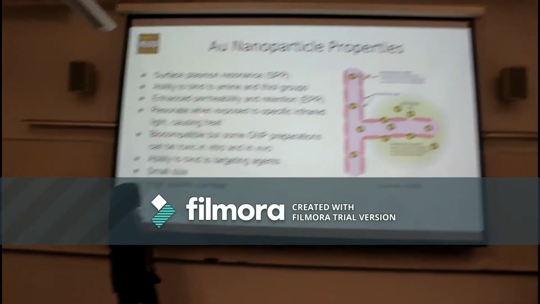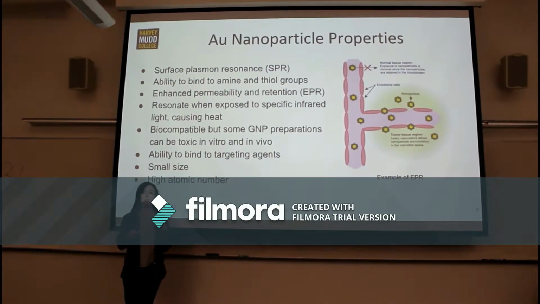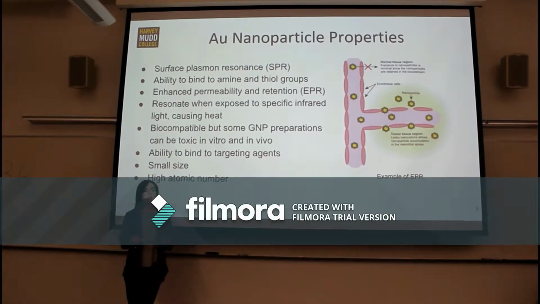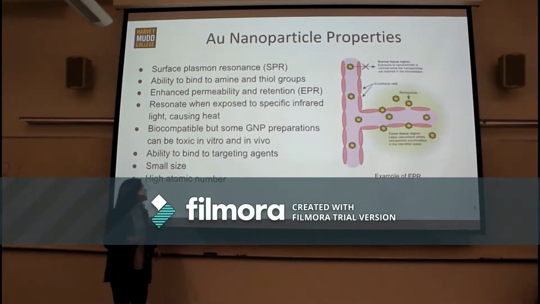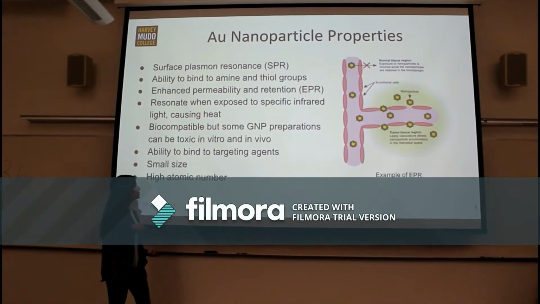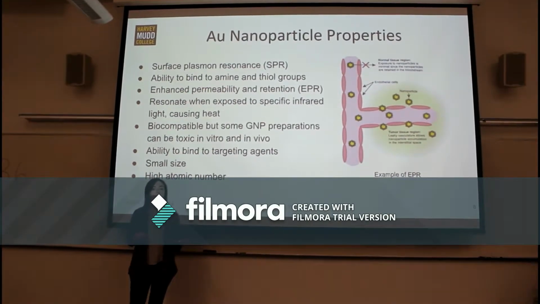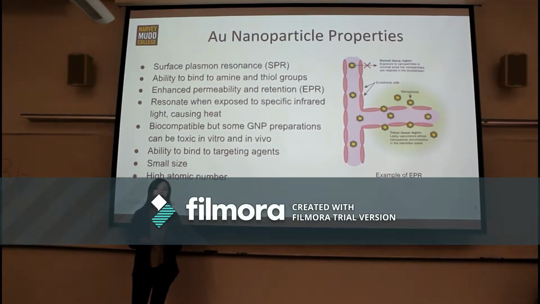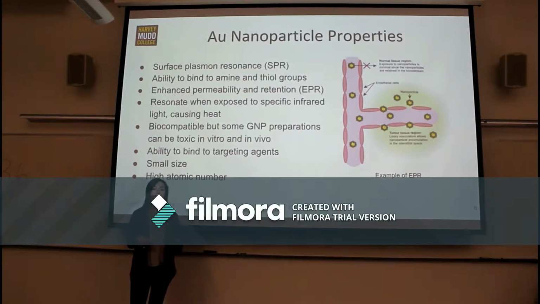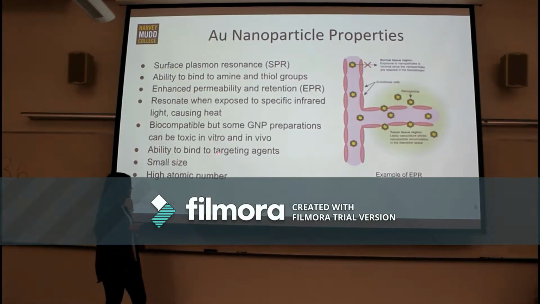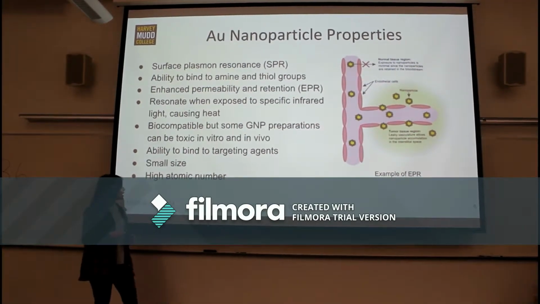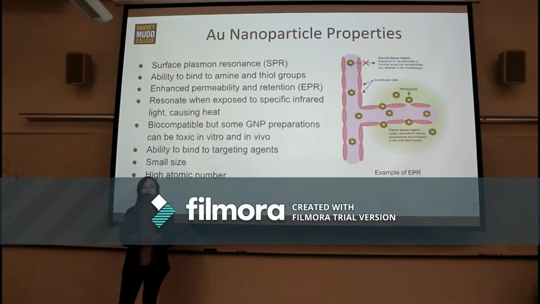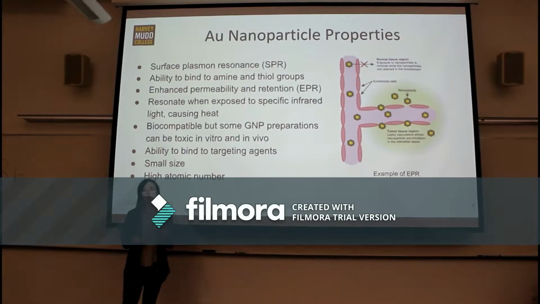Another important property of these gold nanoparticles is the ability to resonate when they are exposed to specific frequencies of infrared light. This is what enables the particles to transform this light energy into heat and melt the cancer cells. As previously mentioned, they are biocompatible. However, some of the preparations, which we'll go into next, have shown to be toxic in vivo and in vitro. So more research needs to be done in these areas to ensure that the patients are not further harmed by these processes. And finally, they're able to bind to targeting agents, which is important for other applications aside from cancer research. And they are small in size and high in atomic number, which allows easier absorption of UV rays.